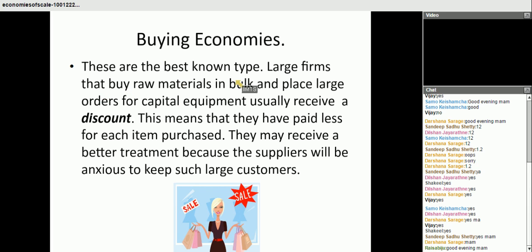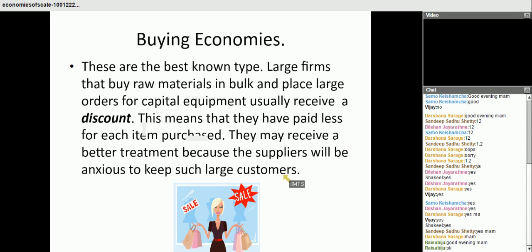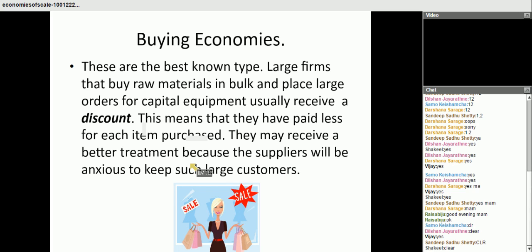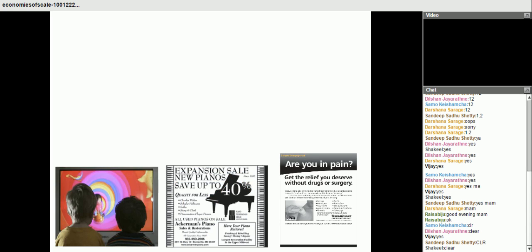Large firms that buy raw materials in bulk and place large orders for capital equipment usually receive a discount. So this means that they have paid less for each item purchased. They may receive better treatment because the suppliers will be anxious to keep such large customers. Okay? Clear? Because they are purchasing at a large scale, the sellers are offering them discounts. So that is another advantage.